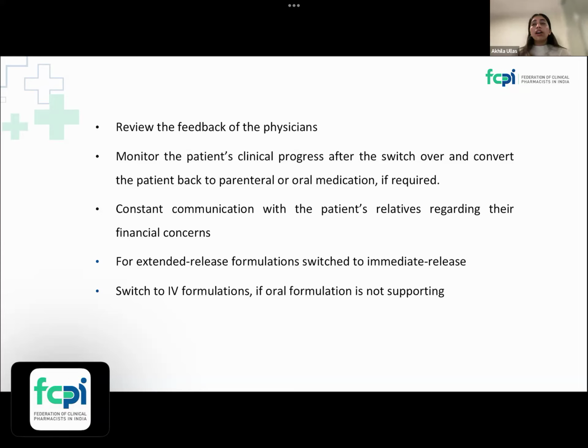And for extended release formulation, switch to immediate release. See, in these cases, if you are prescribing any extended release, you can switch to immediate release formulation. This is one of the solutions for switching. If you are breaking extended release, you can switch to immediate release formulations, and switch to IV formulation if oral formulation is not supporting.